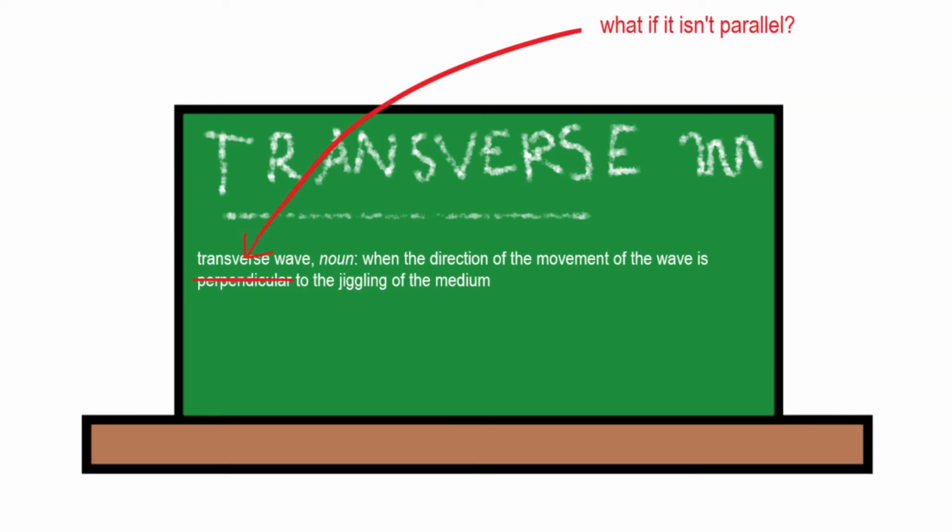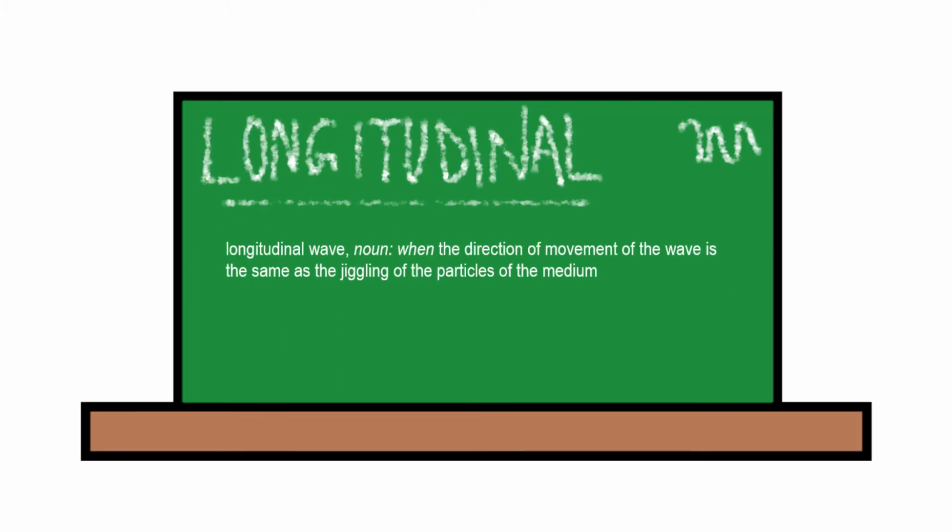But what if the bumps weren't vertical? What if the particles in the medium oscillate in the same direction as the wave propagation? Well, in that case, we wouldn't be dealing with a transverse wave. We'd be dealing with a longitudinal wave.